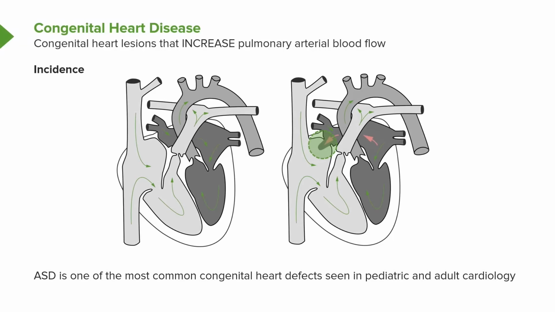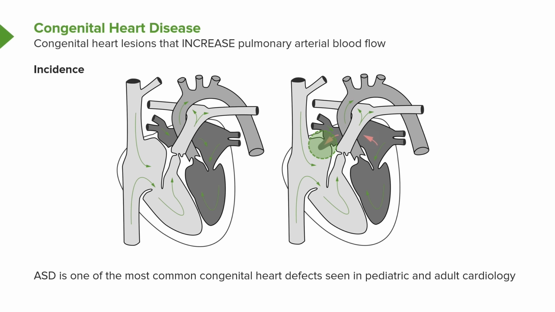So here we see a little diagram, again, of one of the lesions that can increase the pulmonary blood flow, for example, ASD. And you can see it accounts for 7-8% of congenital heart disease, which is the largest fraction. It's quite common as a discovered lesion in adults, whereas usually the VSD, because it creates a loud systolic murmur, is usually picked up in childhood.